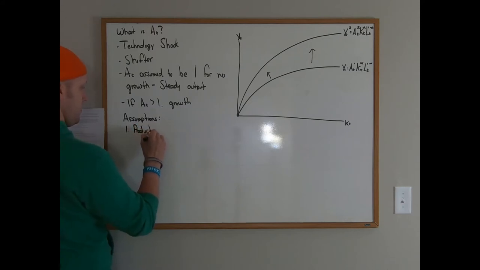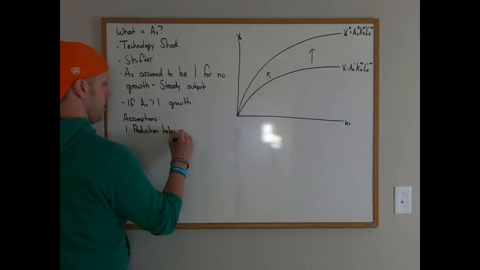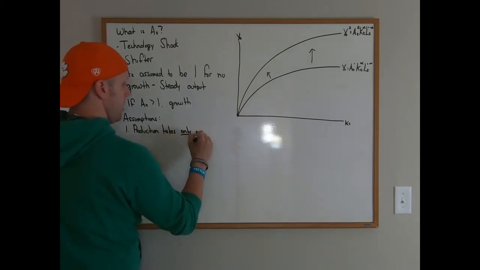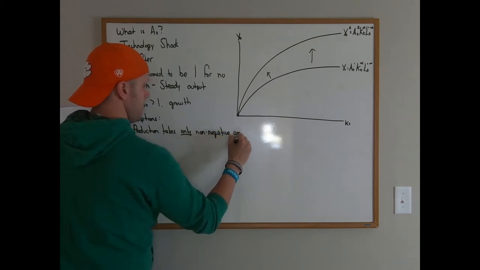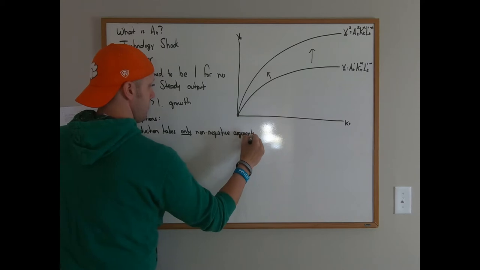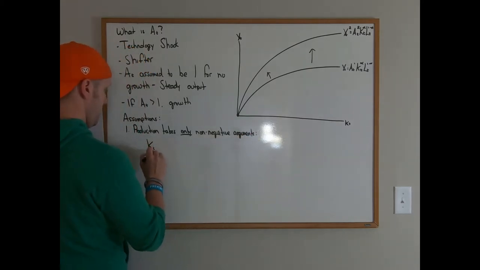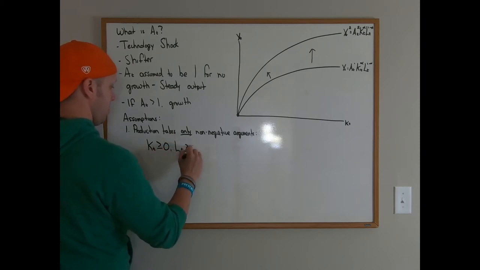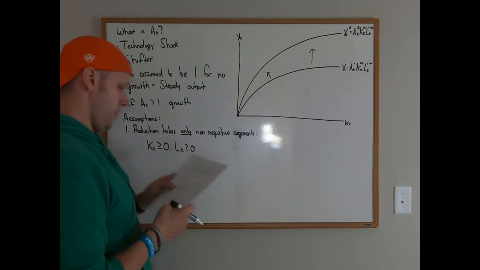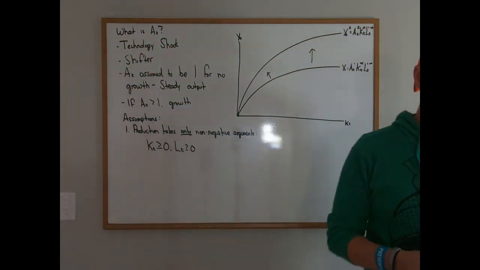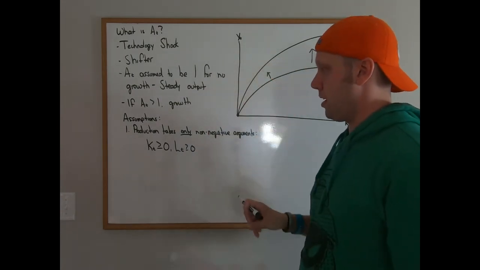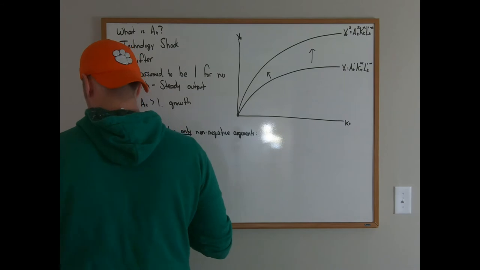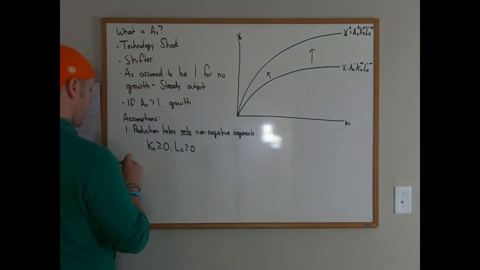First, production takes only non-negative arguments. Which means K_t has to be greater than or equal to 0. L_t has to be greater than or equal to 0. So we can have anything that's zero or higher, but we can't have anything negative. In addition, we have the Inada conditions.